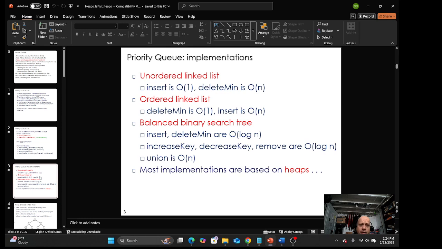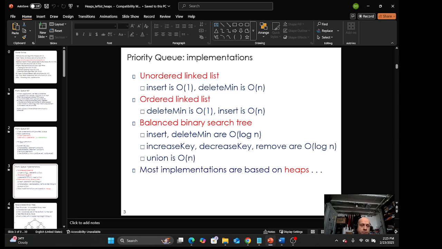So moving forward, if I look at a balanced binary search tree, the insert or delete min would be big O(log n). Increase key, decrease key, and remove would also be big O(log n). Union would be big O of n.